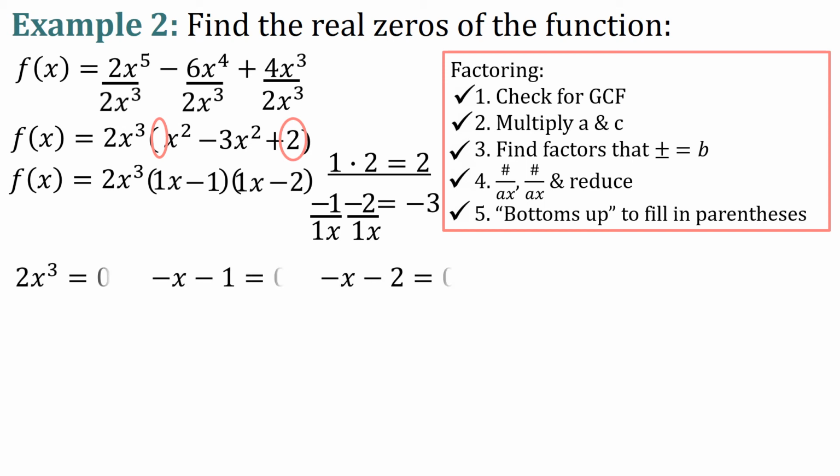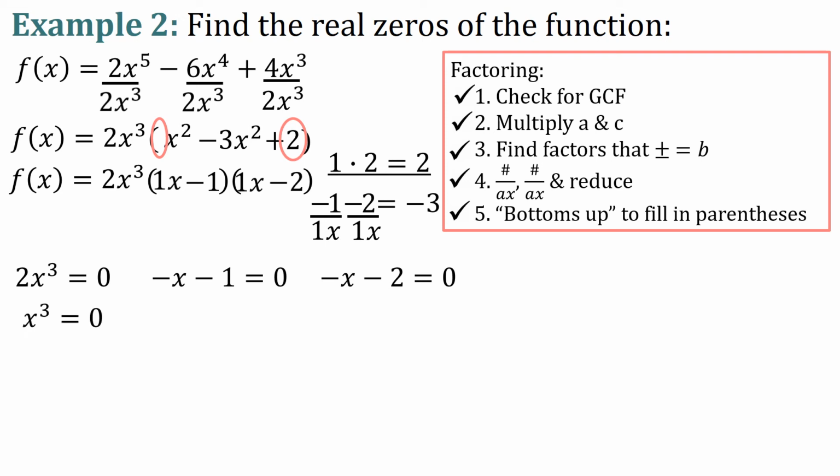Now we actually have to solve. So we have to take all three of these and set them equal to 0. Do not forget about the 2x cubed in the front. 2x cubed equals 0, x minus 1 equals 0, x minus 2 equals 0. Oh, goodness gracious. Why do I have negatives in front of there? Y'all, I guess I was just getting really happy. Those negatives are not supposed to be there. It's supposed to be x minus 1 and x minus 2.